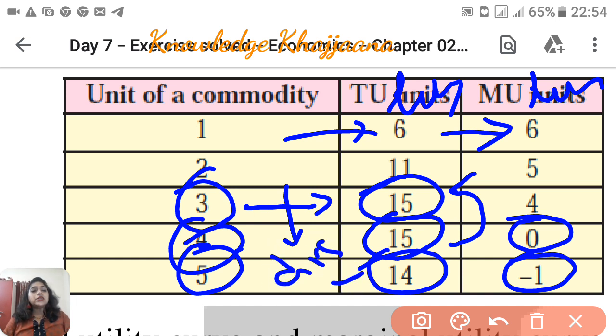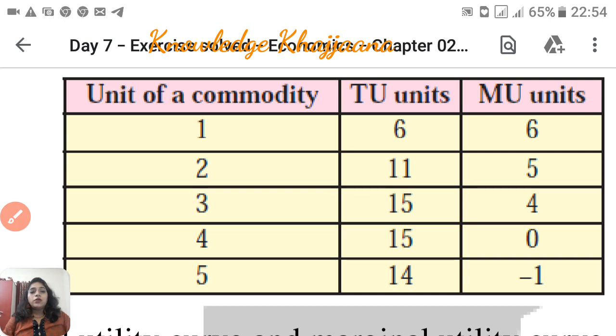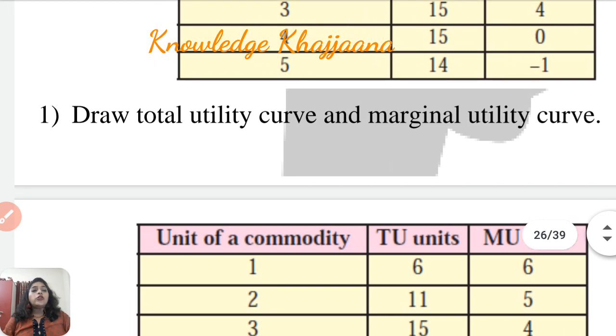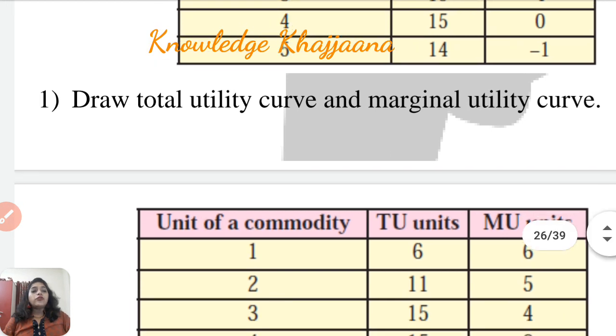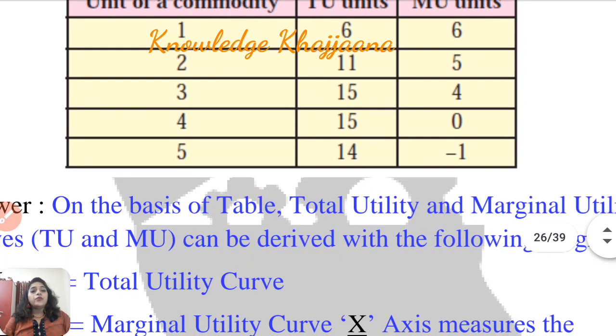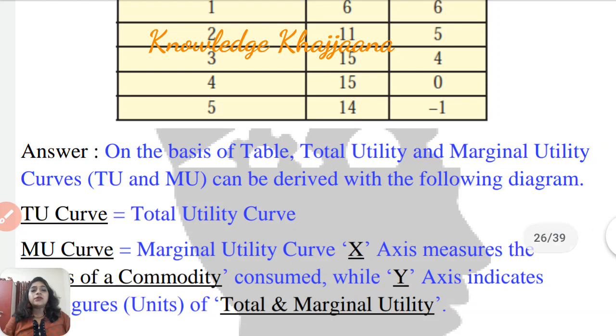And what happens with the dissatisfaction? It may harm or become injurious also if he consumes beyond the point of satiety, and the marginal utility becomes negative, because it is a harmful or dangerous level. Now we have to depict this data in a total utility curve and marginal utility curve. So how can we write this answer? The answer can be written like this.